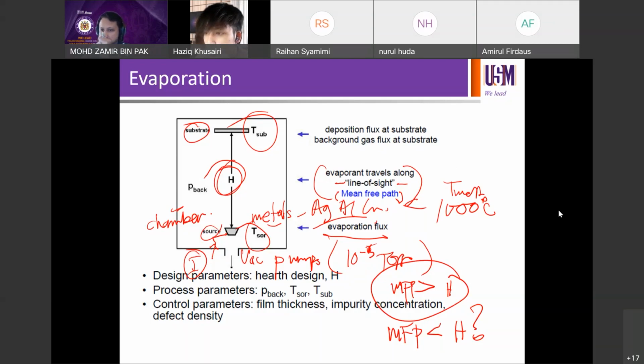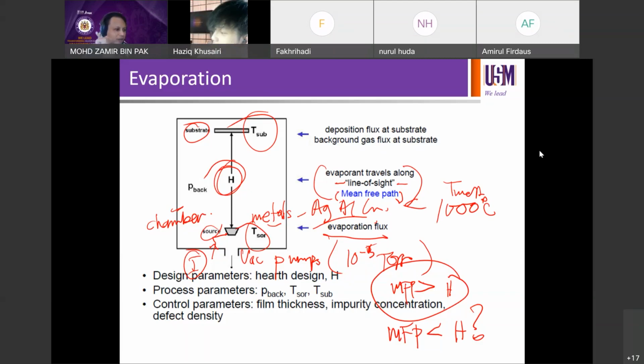Alia, anything? Saya rasa yang kalau MFP tu lagi rendah kan, benda yang kita nak evaporate tu dia macam jadi melt sikit, jadi cair, jadi bentuknya mungkin berubah kot. Okay, bentuk berubah. Okay, alright. Thank you. Any other? The last one before I bicara sia.